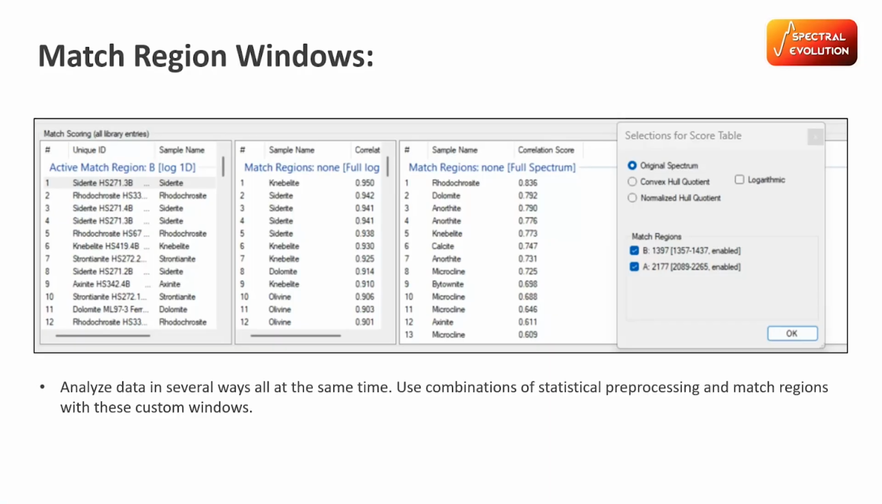For this, you can select what kind of statistical analysis you want it to be recording. And you can select a subset of your match regions. So if you want to have several windows that are reporting just the A region or just the B region, or if you had a third, like a combination of those, you can do that live and it will give you its best result with all of those. So you can really analyze it in several different ways all at the same time.